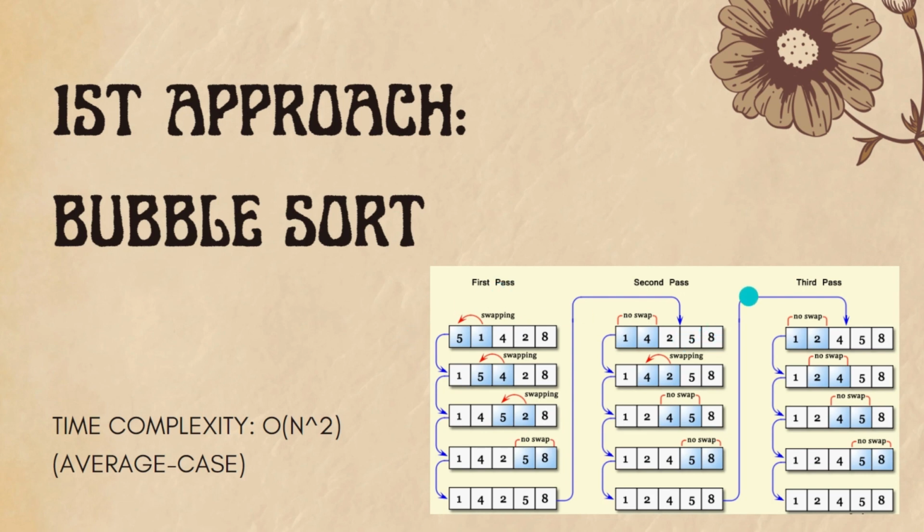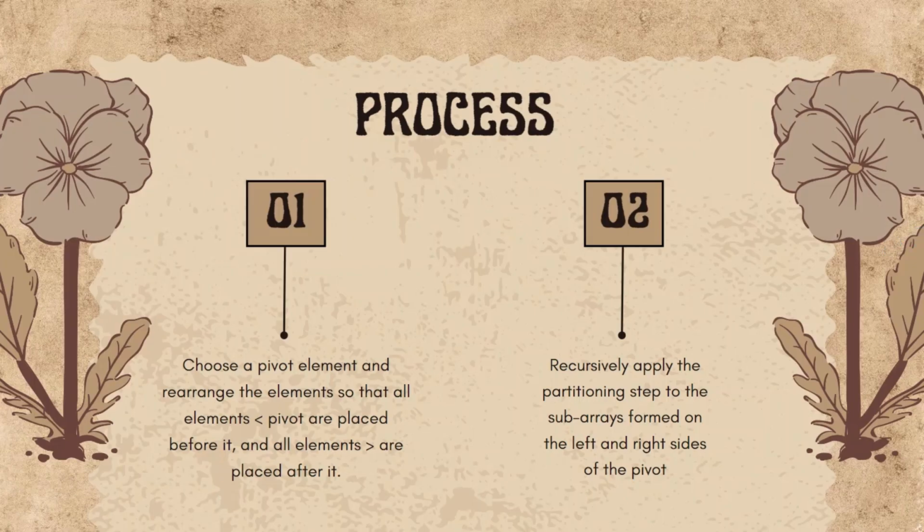Now, you'll continue this until all elements in the array have been successfully sorted. This approach has a time complexity of O of n squared, which is really bad. So, let's think of a better approach. As I mentioned, the time complexity was O of n squared. So, a better approach would be to use divide and conquer.